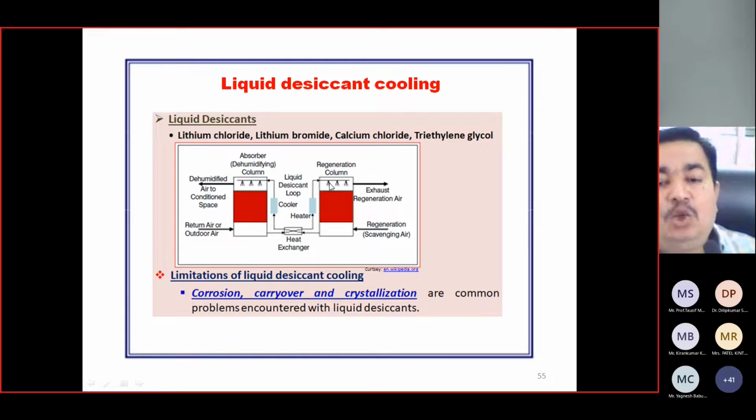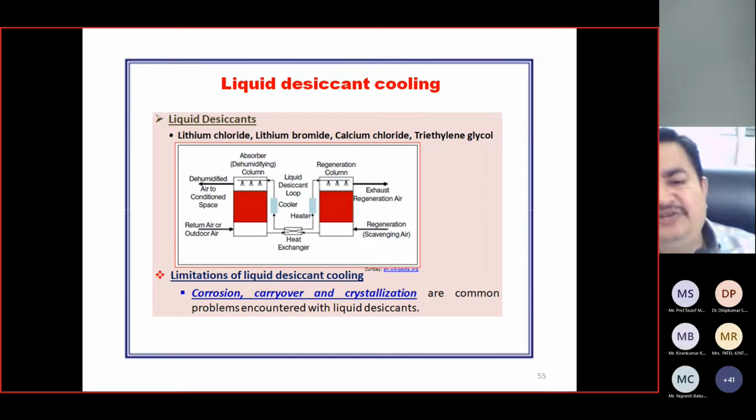So the moisture loses its friendship with the desiccant and combines with the hot air, and the hot air can be removed in exhaust form from the top of the regeneration tower. Whatever desiccant is collected at the bottom, a strong desiccant solution, can be provided to the absorber column. In this way the cycle operates continuously, and some heaters, coolers and heat exchangers were provided in the desiccant cooling so that it can work continuously in the cycle.